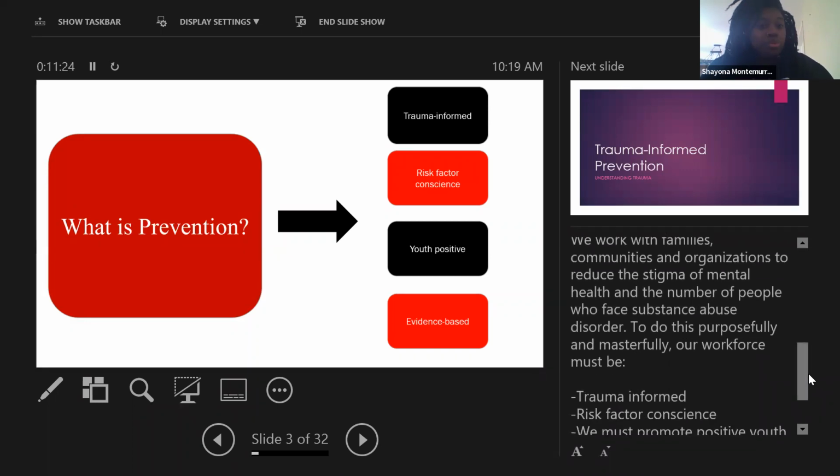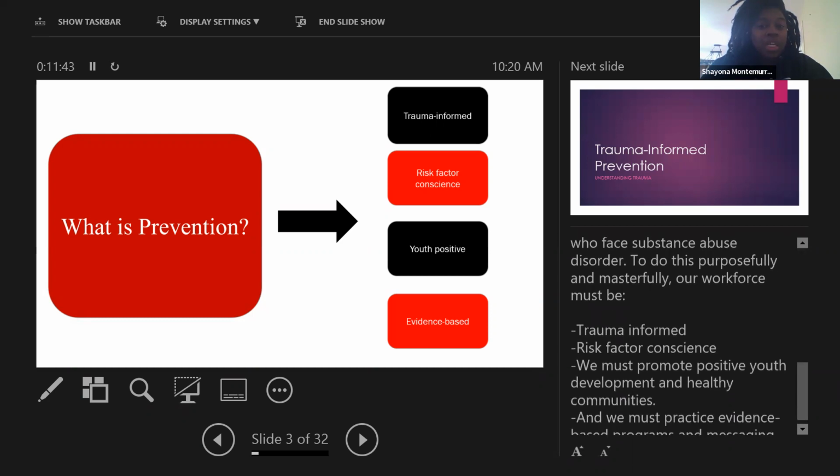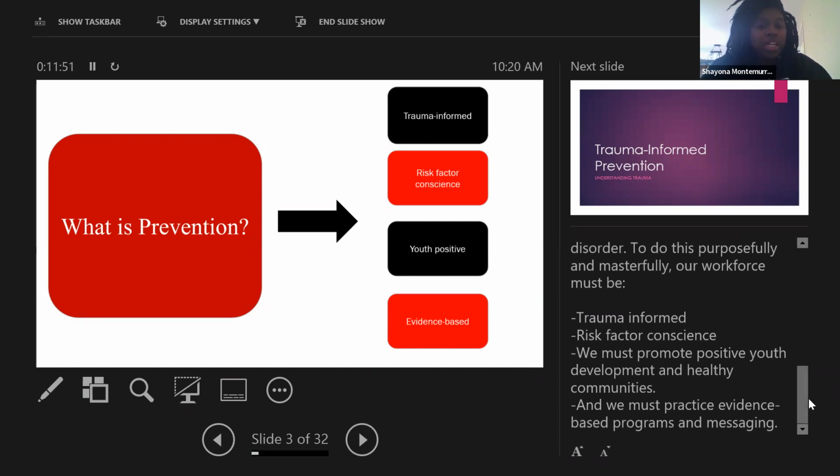Within the prevention field, we work with families, communities, organizations to reduce the stigma of mental health and the number of people who face substance abuse disorders, use disorders, and substance misuse. Like I said before, to do this purposefully and masterfully, our workforce must develop to be trauma-informed, risk factor conscious. We have to promote positive youth development and healthy communities, as well as practice evidence-based programming and messaging.